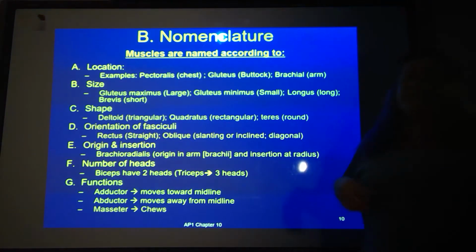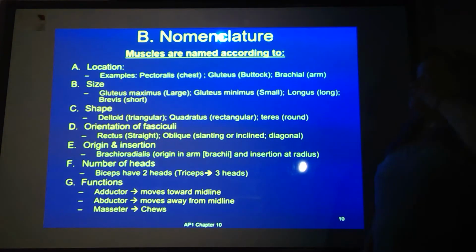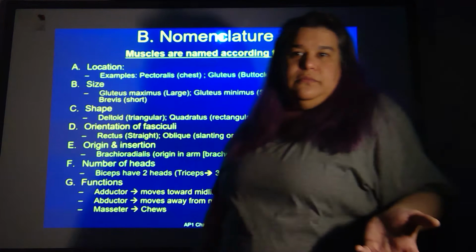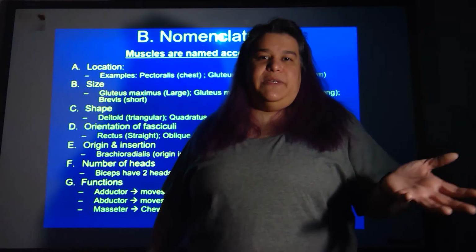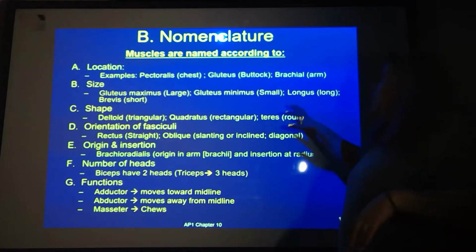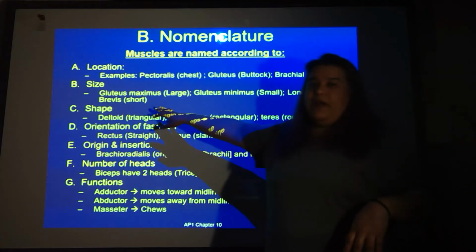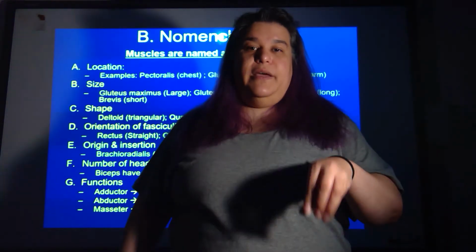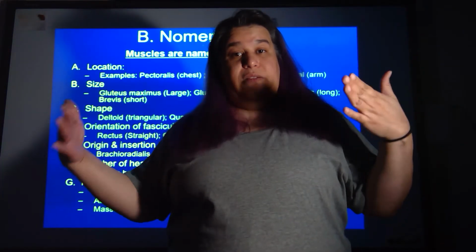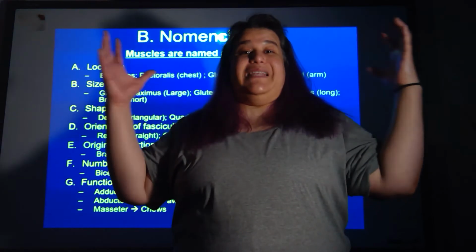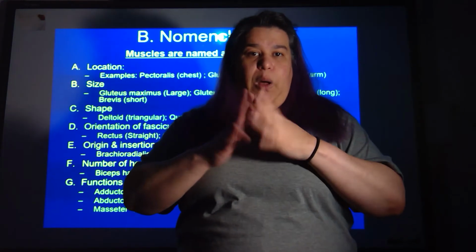The size. So with the gluteus muscle, you've got the gluteus maximus and the gluteus minimus. Which do you think is bigger? Of course, the maximus, right? You also have the terms that are used, the longus and the brevis. So if something is brief, it's short, right? So longus, the muscle is going to be longer. Brevis, the muscle is going to be shorter. Maximus, it's going to be larger. Minimus, it's going to be smaller.